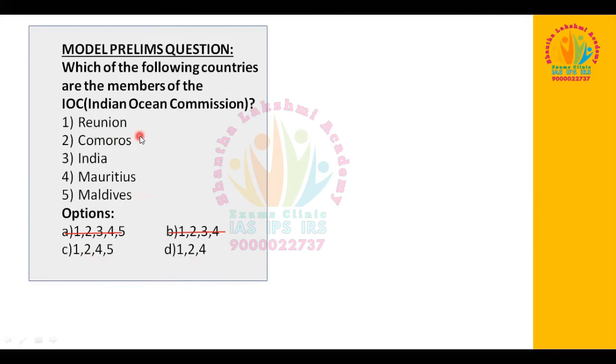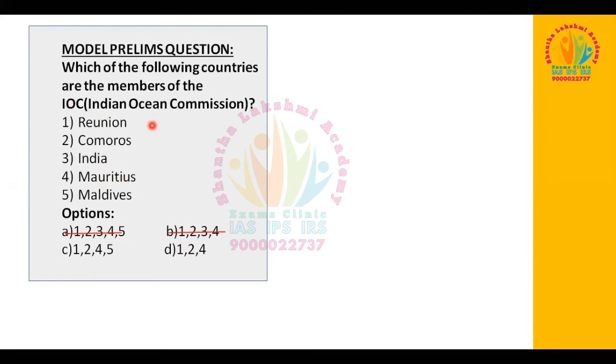That means Reunion, Comoros and Mauritius are definitely members of IOC. But the confusion can occur whether Maldives is a member of it or not. We often face this situation in prelims where the chances of marking right and wrong are equal. In this case, one may commit the mistake of thinking that Maldives is a member of IOC as it is in the Indian Ocean. Then how to be sure in the exam whether Maldives is a member of it or not?